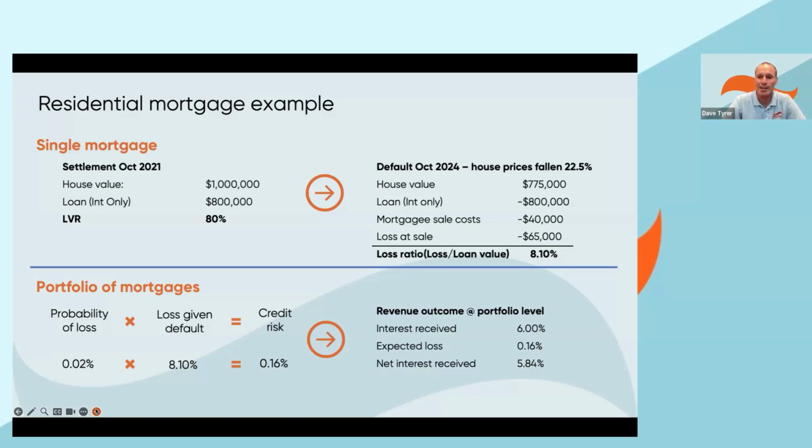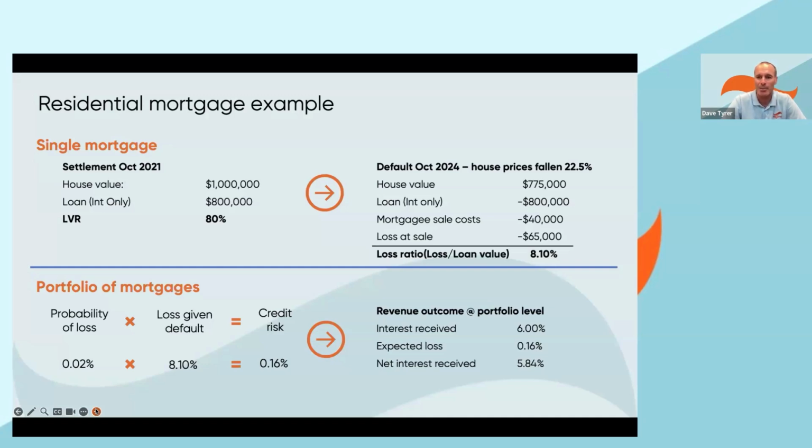The loss given default we worked out above the line was 8.1%. So we're going to multiply our 0.02% by 8.10%, which gets us to a credit risk of 0.16% on a portfolio of loans. So what does that translate to from a revenue outcome for the lender or the investor? So let's say the interest received from the borrower was 6%. The expected loss is 0.16% per annum, which means your net interest received is 5.84%.